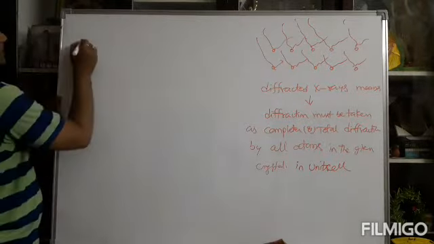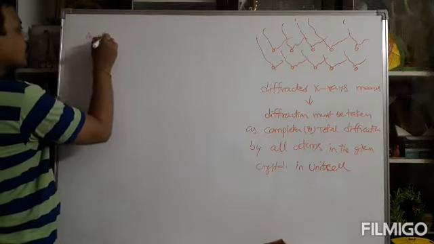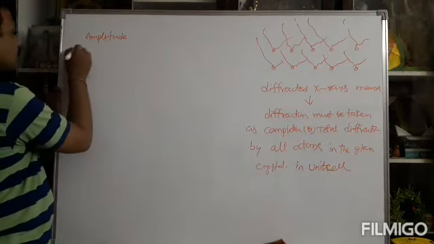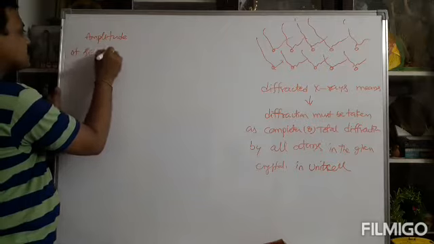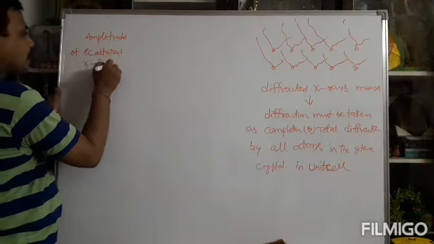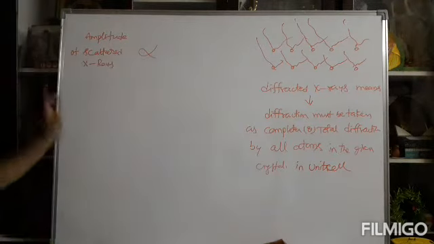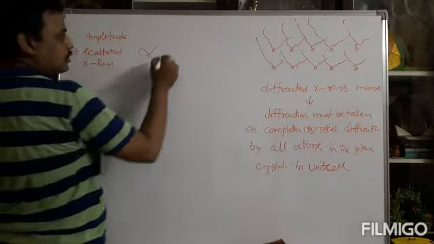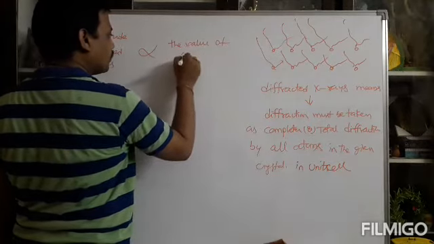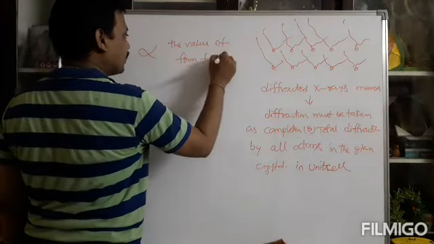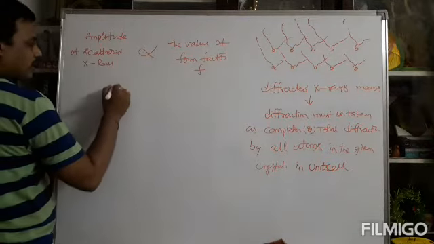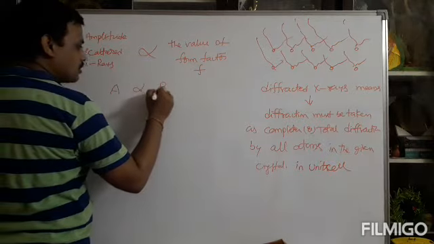The amplitude of the scattered X-rays will always be proportional to the value of the form factor or atomic scattering factor. So the amplitude of the scattering, A, is always proportional to F.